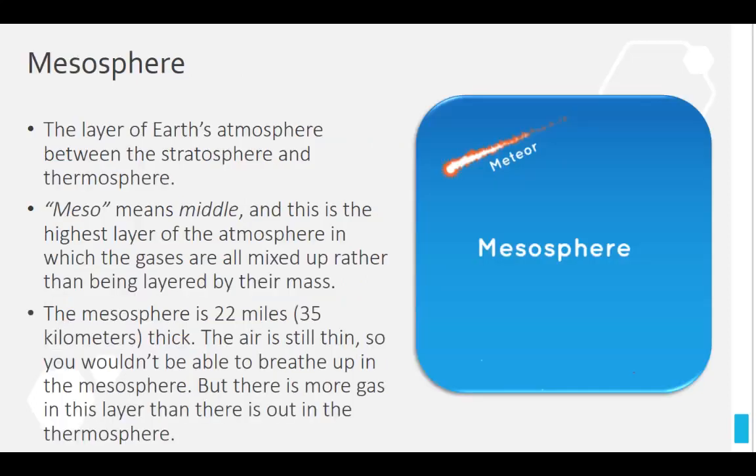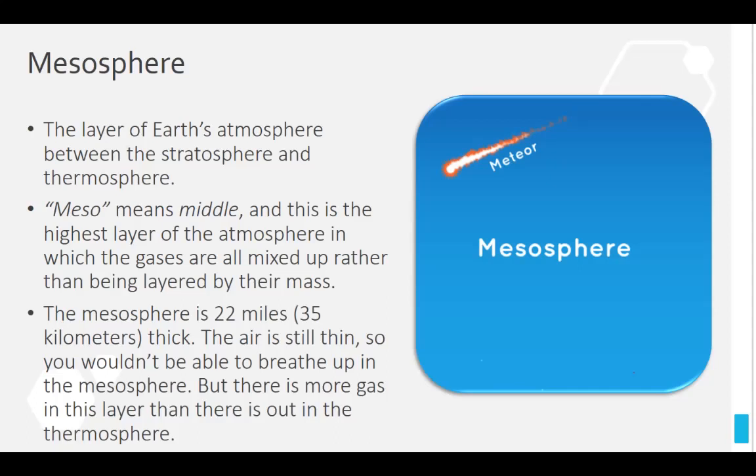Okay, so after the ozone layer, which again is part of the stratosphere, we're going to go into the mesosphere. Meso again means middle, and this is the highest layer of the atmosphere in which all the gases are mixed up rather than being layered based on their mass. The mesosphere is about 22 miles thick, 35 kilometers, but the air is still pretty thin. So you wouldn't be able to breathe up in the mesosphere, but there is more gas in this layer than there is in the thermosphere, which we'll get to in a minute.